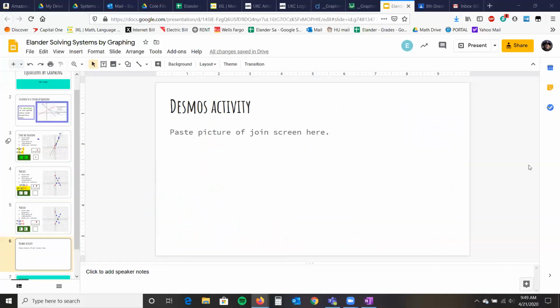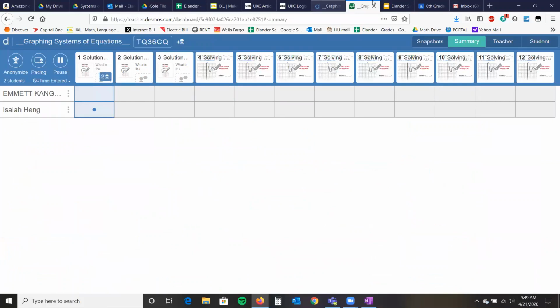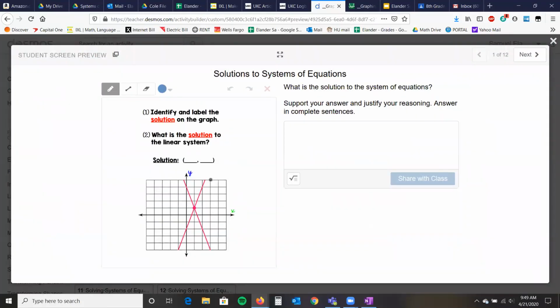All right, good job, guys. So now is our activity for the end. I want you guys to go to that Desmos link now. When you head to it, it's going to have these different screens like this, and it'll ask you different questions about the steps of solving. So for example, this one just gives you a picture, and it says, identify and label the solution on the graph.